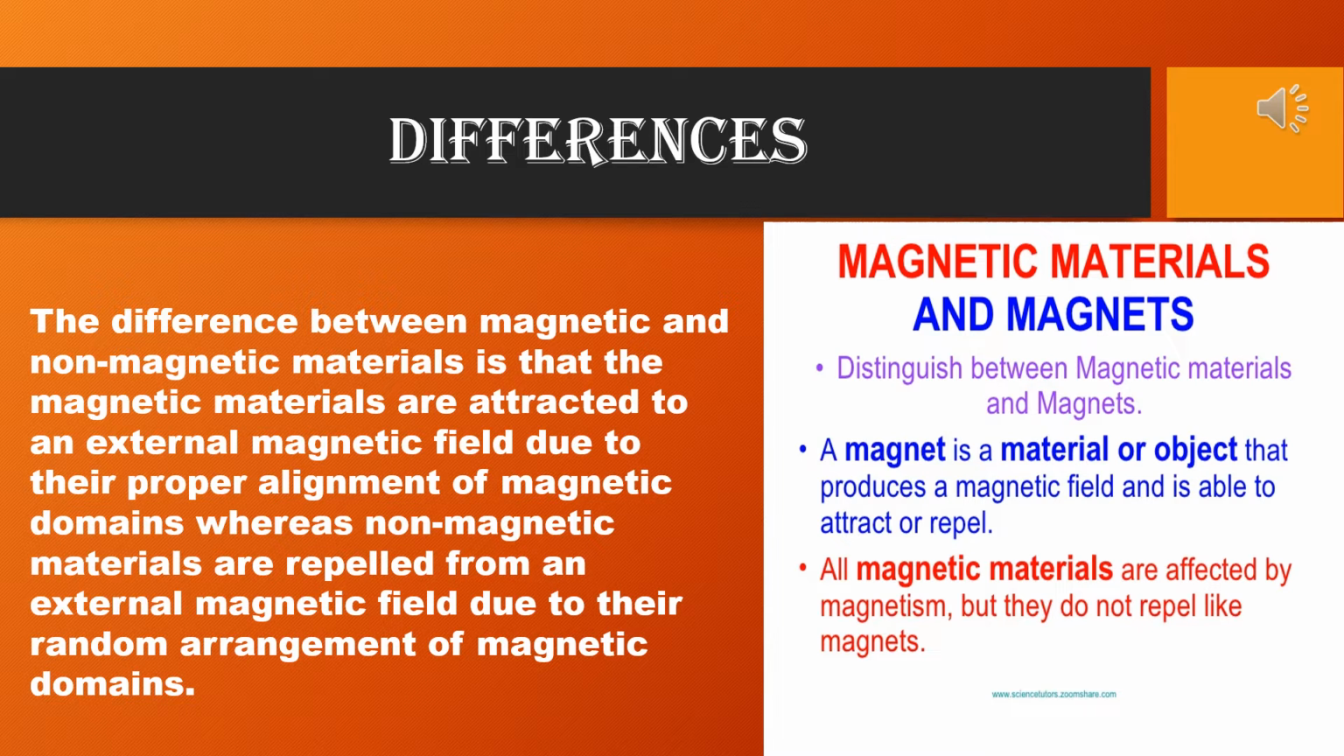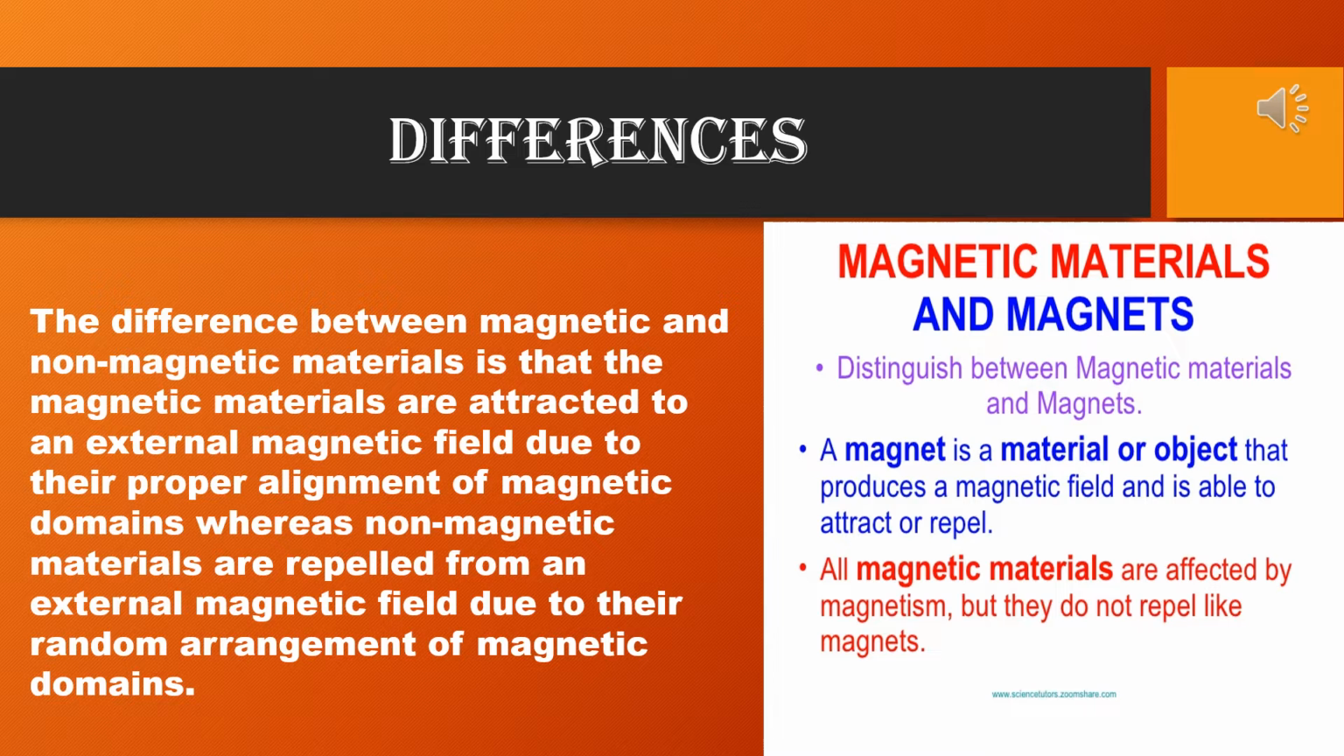Now, what is the difference between magnetic substances and magnet? Magnetic substances have no such attractive property, but they can be attracted by a magnet. And a magnet attracts iron, nickel, cobalt, etc. A magnetic substance has no such directive property, but when a freely suspended magnet comes to rest along north-south direction, it shows directive property.